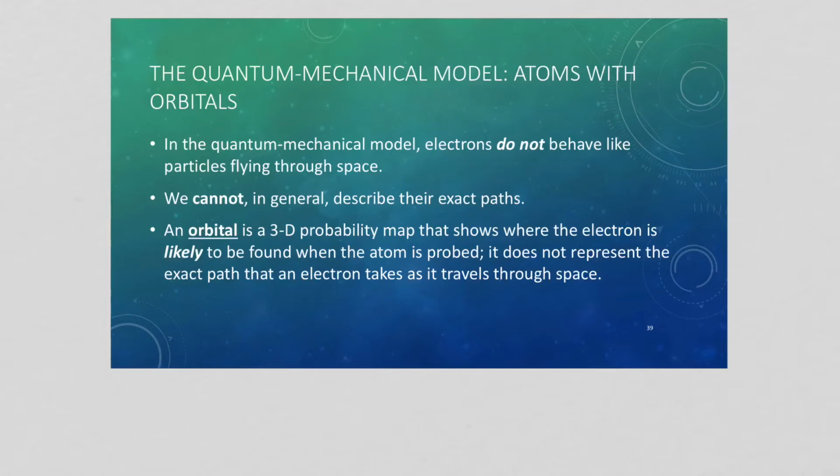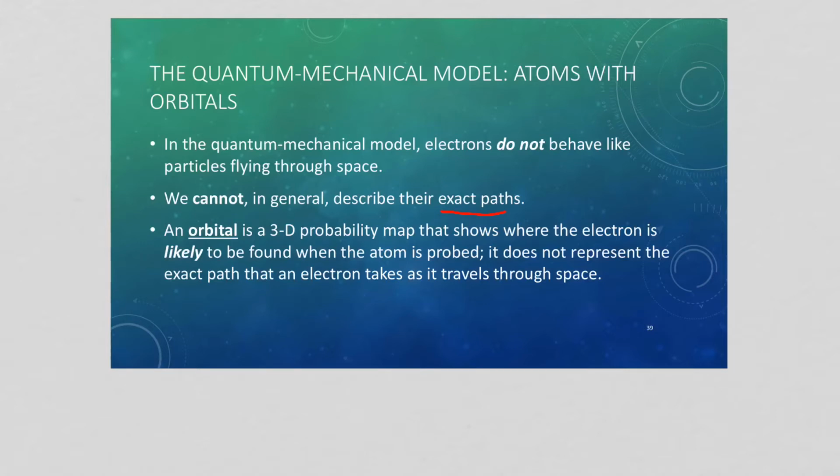So first of all, these electrons do not behave like particles when they're flying through space or when they're moving through space, right? As a result, we cannot in general describe their path, right? We can't trace, oh, they started here, they end up here, right? So we can't in general know the path that they travel.